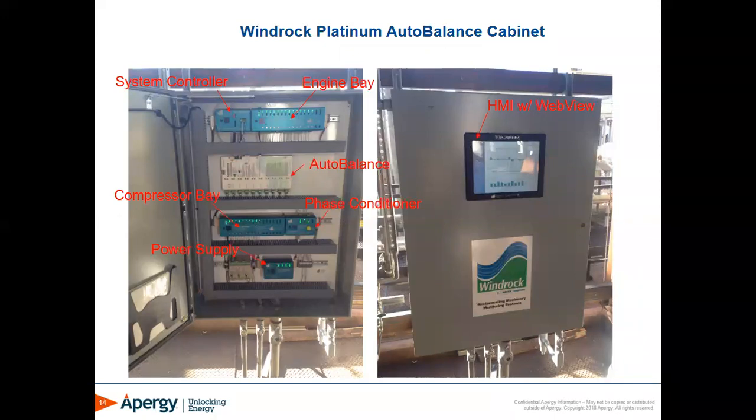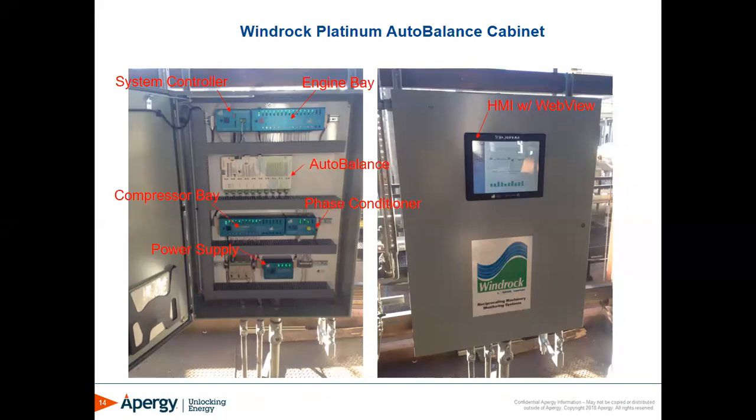All the pressure transducers that are installed into the engine power cylinders are hooked into this engine bay. We have a compressor bay down here where we have our head end and crank end pressure sensors, as well as crosshead accelerometers and inboard and outboard frame accelerometers. A phase conditioner has the once per turn mag pickup as well as a degree mag pickup.